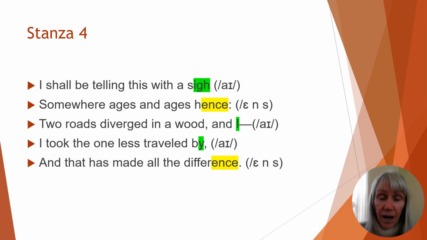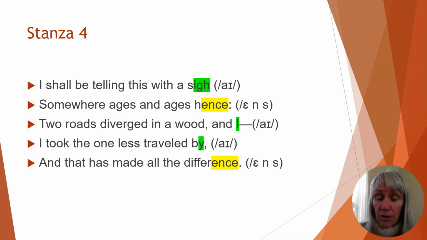Again, our green are our A, because we got that A, B, A, B rhyme scheme, right? So our A's are our green, and the sound we have in that is I. There's no consonant sound, it's just the vowel sound. Oh, sorry, I. Excuse me, I.